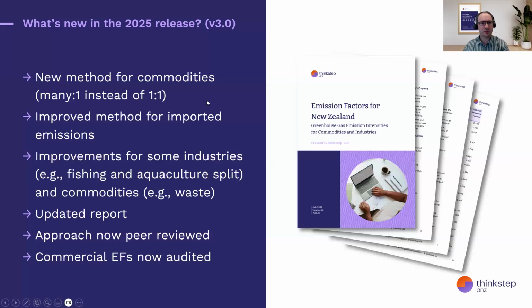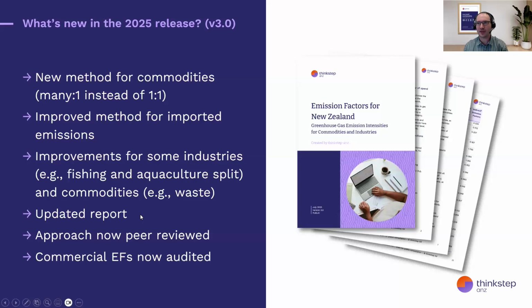So just to cover off some of the other things that are new, I've already touched on the fact that we've got a new method for commodities. The main change there is we've got many-to-one mappings rather than a one-to-one between industry and commodities, which is what we had before. We've also adjusted the method for imported emissions. We were always using the EORA database, but we're using that in a way that's better to try to more truthfully and faithfully represent the data from the global EORA database. We've also made some small improvements across the board to certain industries. So for example, fishing and aquaculture are split now, whereas they were combined before.